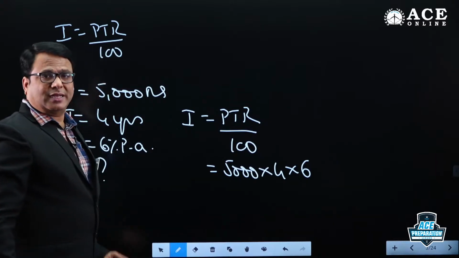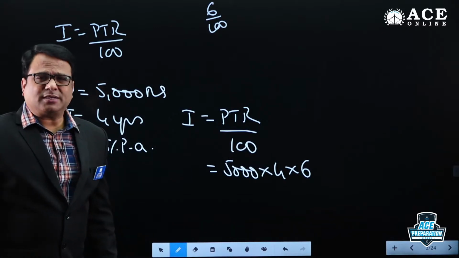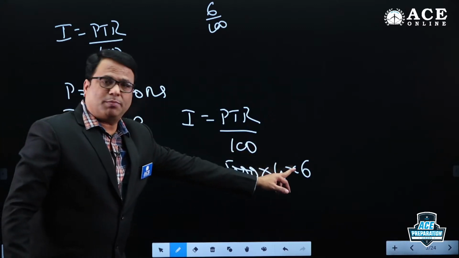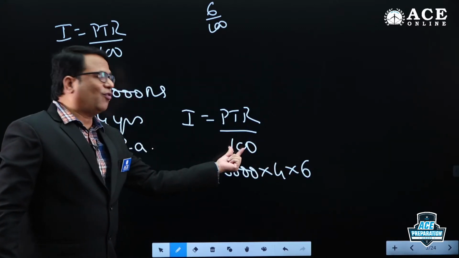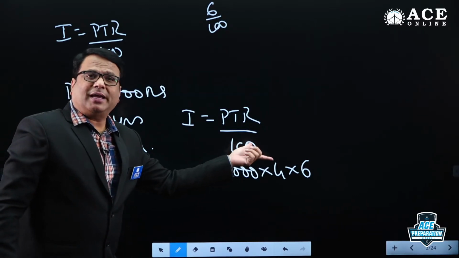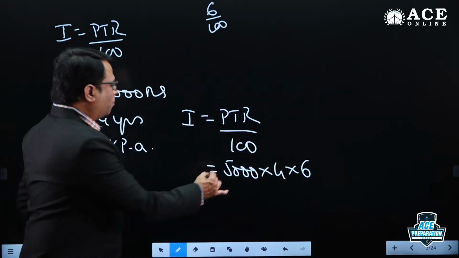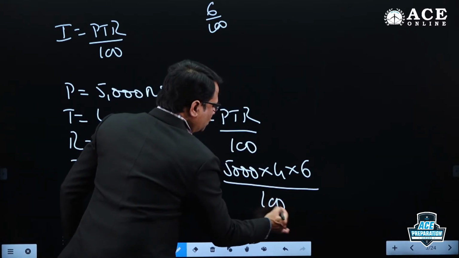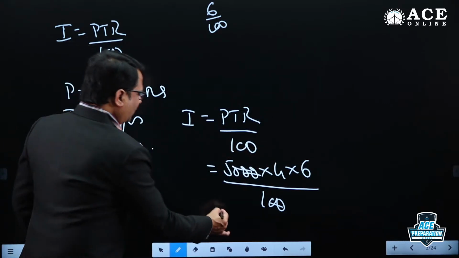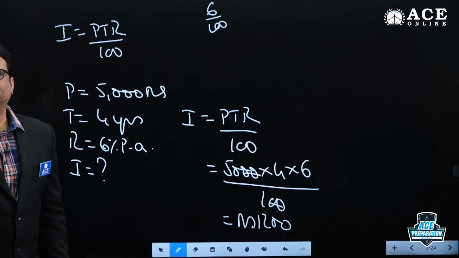Now, 6%, generally 6% means we write 6 by 100. But in this formula, we should not write 6 by 100. We should write just 6 because that 100 is already written in the formula. 100 is already taken care of here. So, we need not write by 100 again. So, principal is 5,000, time is 4, rate of interest is 6 by 100. These two zeros get cancelled. 50 into 4, 200, 200 into 6, 1200. So, rupees 1200. So, this is the interest.